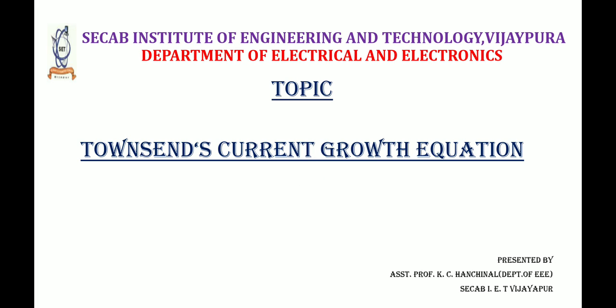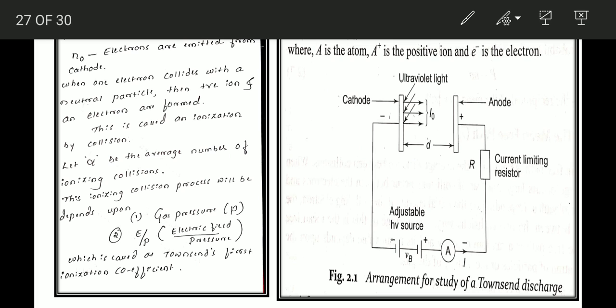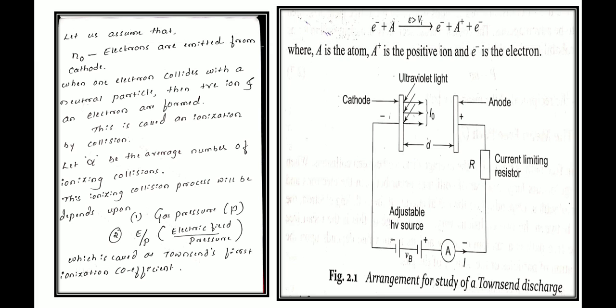This current growth equation is mainly used for the analysis of the ionization process. In the previous class we have already discussed what the ionization process is, what the types of ionization process are, and what the impact of ionization process is. So is it right? We have discussed this already. Can anybody tell what the ionization process is?